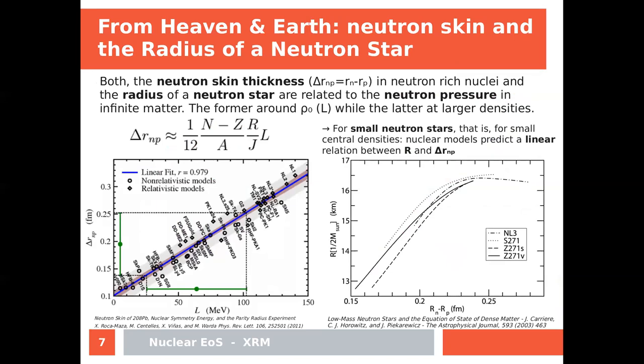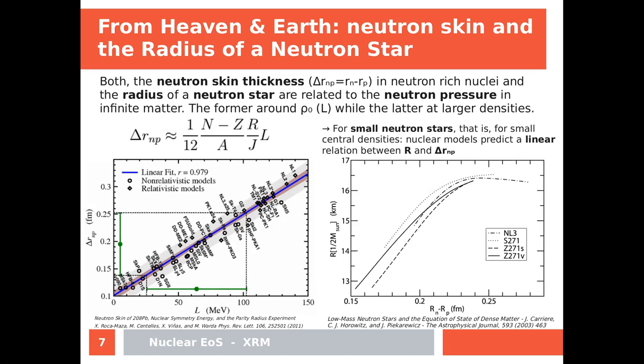Okay, but what can we learn from the Earth at, let's say, lower densities? One of the most paradigmatic observables that help us learn about the equation of state is what we call the neutron skin thickness, which is the difference between the root mean square radius of neutrons and protons. And why is this related to the equation of state?